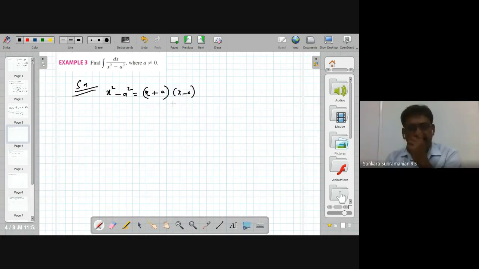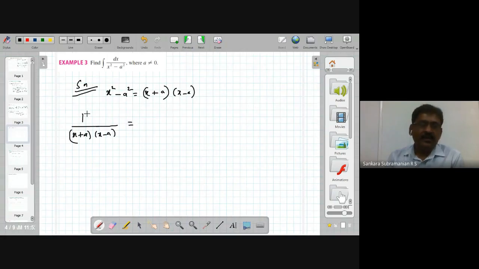So you can go for case number 1. Let us do that. So you have 1 by x plus a into x minus a. Let us check the degree of the numerator. This is 0, it's a constant term. The degree of the denominator is 2. Also it's a fraction, a rational function.